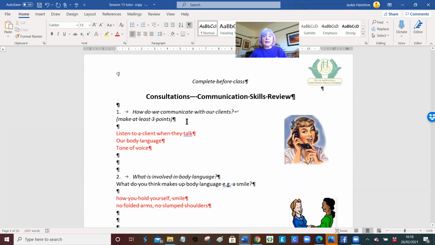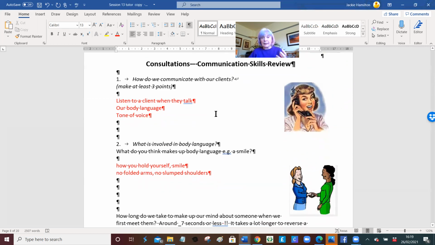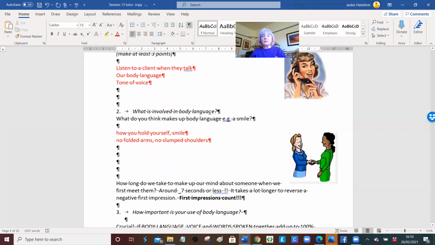So communication, how do we communicate? It is with our body language, the tone of our voice, and we obviously speak to the client and listen when they talk. So this is how we communicate. It's not just speaking. So what is involved in body language? Well, the way you hold yourself, that you smile, you don't fold your arms, no slumped shoulders. If you were sitting there like this, looking a bit sad, it wouldn't inspire confidence in someone coming to see you, would it?